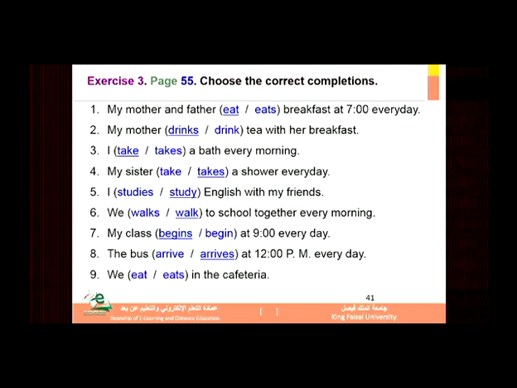Every day. Now moving to number 9, we eat or we eats in the cafeteria. We eat, because first person plural does not take an S.